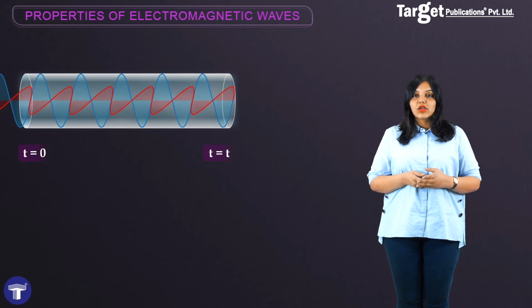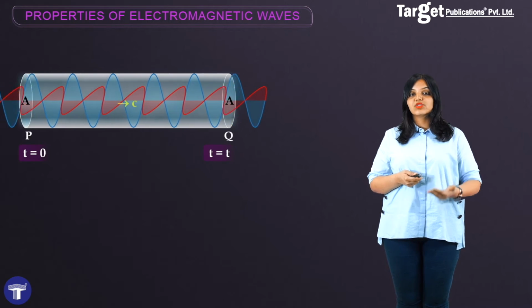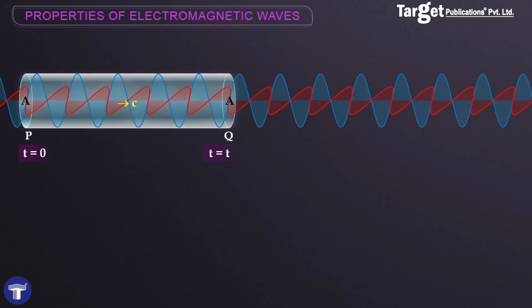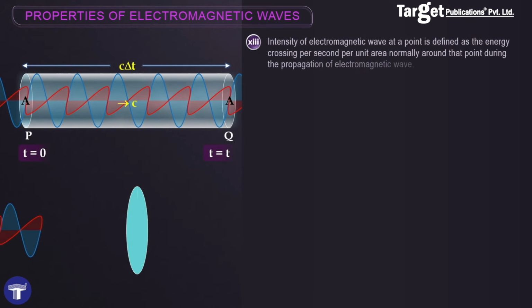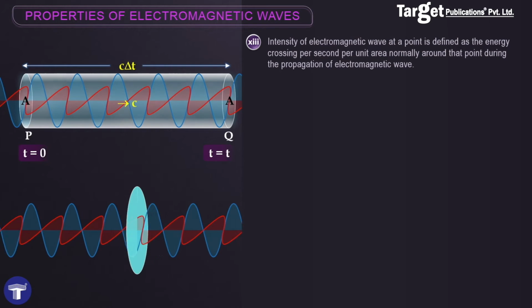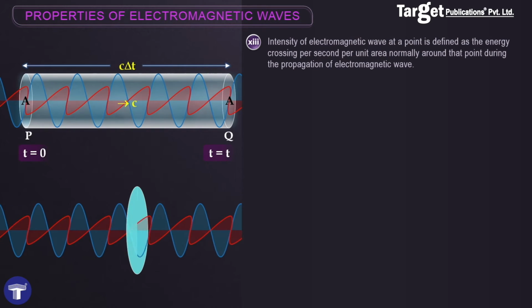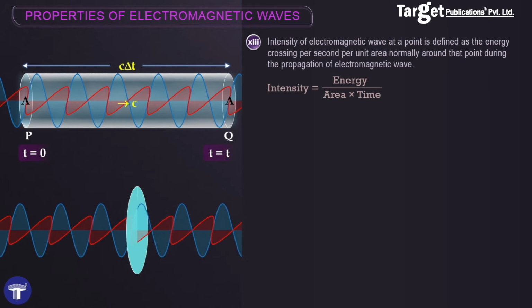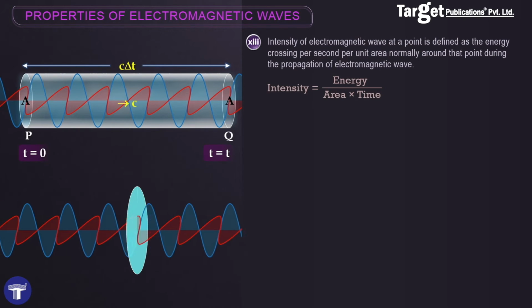Now let's say that the cross-sectional area of the surface created by this wave is A, and since the wave travels with the speed of light c, the distance traveled by this wave in time t will be equal to c delta t. Once you know this, we can write down what is known as the intensity of the electromagnetic wave. The intensity of the electromagnetic wave by definition is the energy crossing per second per unit area normally around that point during the propagation of the electromagnetic wave, which basically means that intensity is energy per unit area per unit time in a way that the wave should cross the area normally.